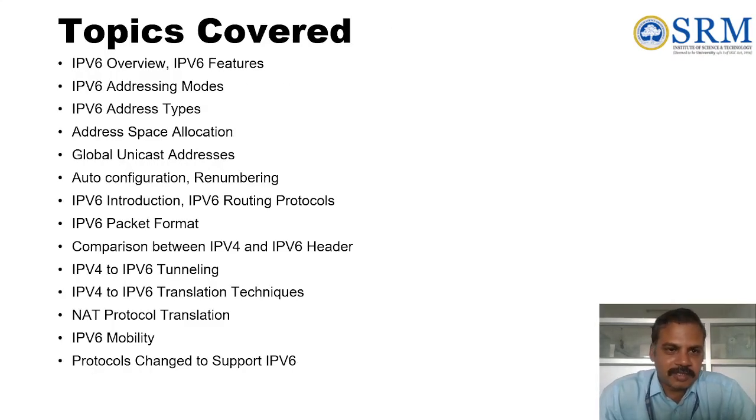First, these are the topics we are going to cover in Unit 4. We will be starting with the IPv6 overview, the core features, addressing modes and how the address space works in IPv6. We are going to see the IPv6 packet format, then how the transition is happening from IPv4 to IPv6, some of the techniques like tunneling, and what the IPv6 supporting protocols are.